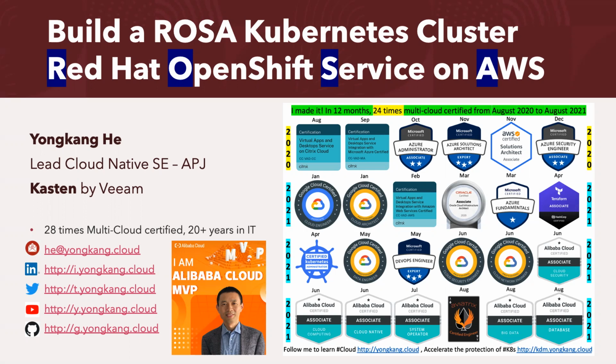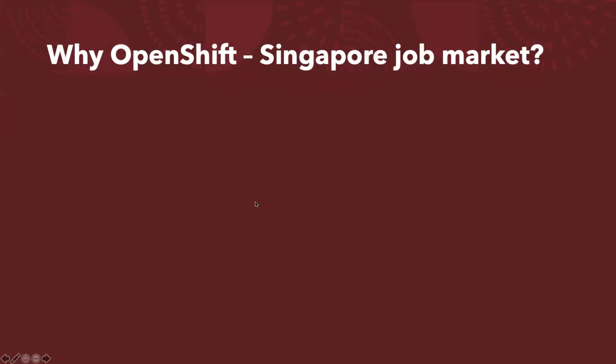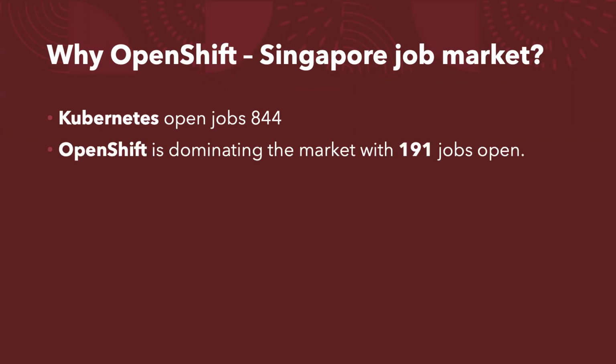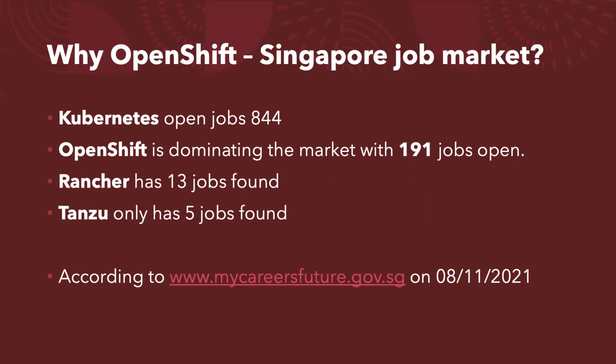Let's get started. So first of all, why OpenShift? I did a search on a popular Singapore job website. I noticed there are a total of 844 Kubernetes jobs open right now. Among all of these, there are 191 jobs open for OpenShift. In the meantime, only 13 jobs for Rancher and 5 jobs for VMware Tanzu.